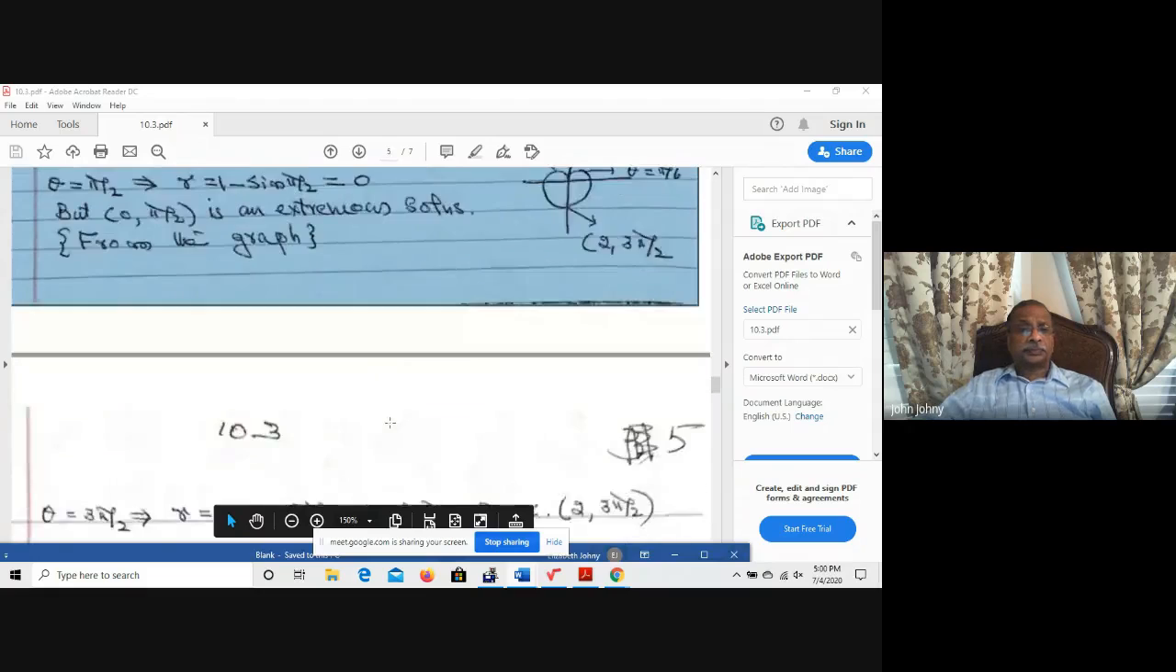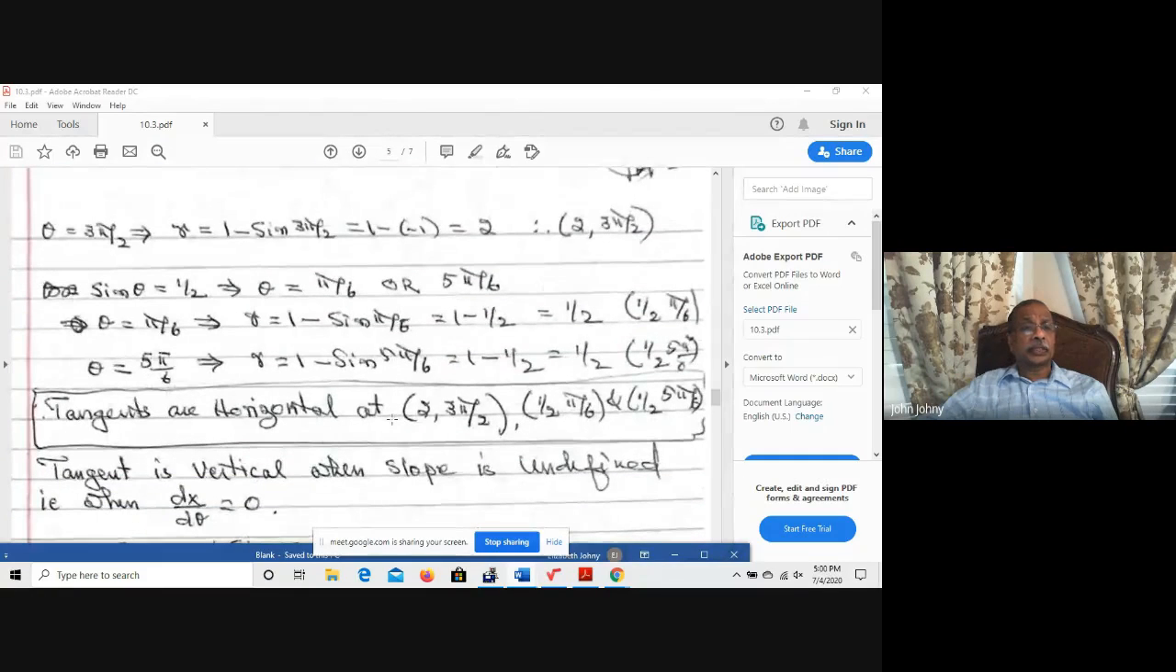And now theta is equal to 3 pi over 2 implies r is equal to 1 minus sine 3 pi over 2, that is 1 minus negative 1, which is 2. So that point is (2, 3 pi over 2), r is 2 and theta is 3 pi over 2. Sine theta is equal to 1 half implies theta is equal to either pi over 6 or 5 pi over 6, because sine theta is positive in the second quadrant also. Theta is equal to pi over 6 implies r is equal to 1 minus sine pi over 6, that is 1 minus 1 half, that is equal to 1 half. So that point is (1 half, pi over 6).